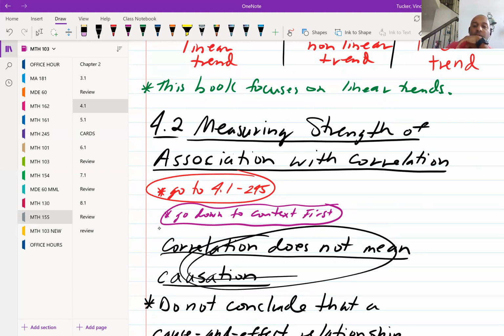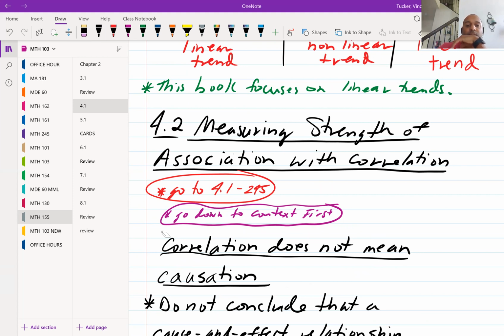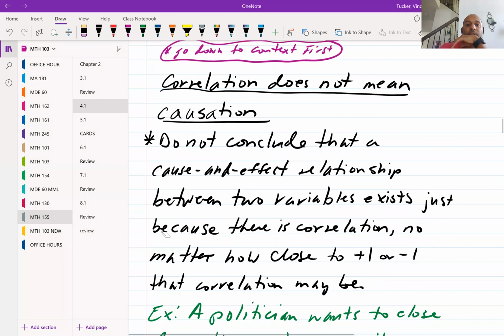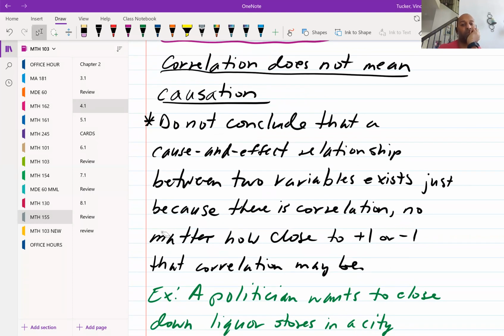Correlation does not mean causation. Still in 4.2, we're just finishing it off. So do not conclude that a cause and effect relationship between two variables exists just because there is a correlation, no matter how close to +1 or -1 that correlation may be. So once again, correlation does not mean causation. And we'll look at an example of that in a second.